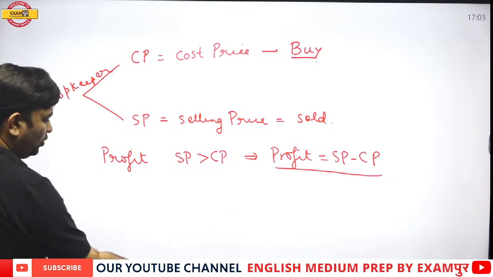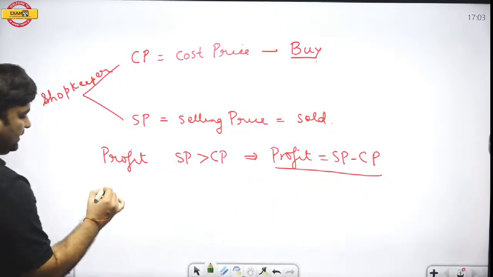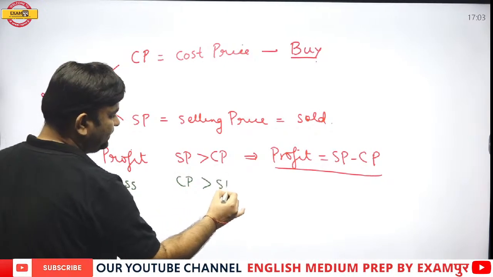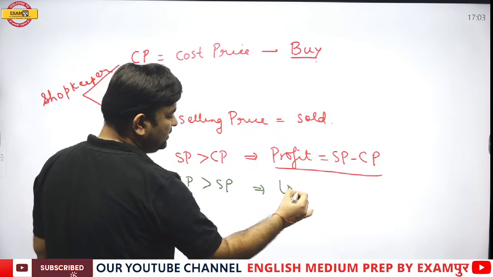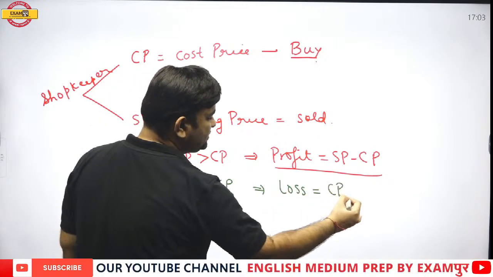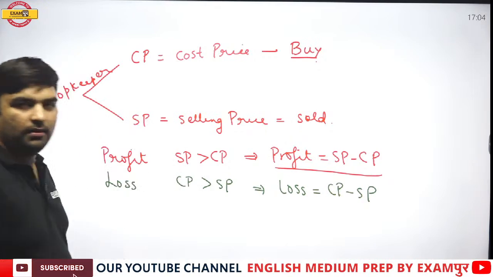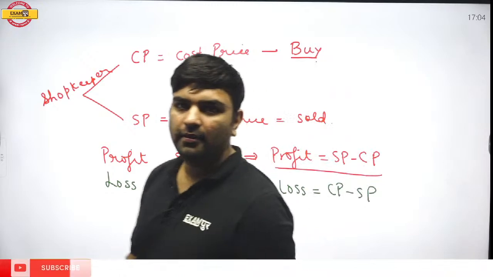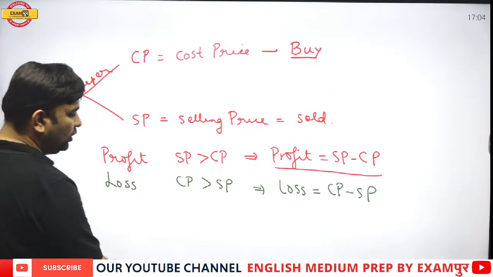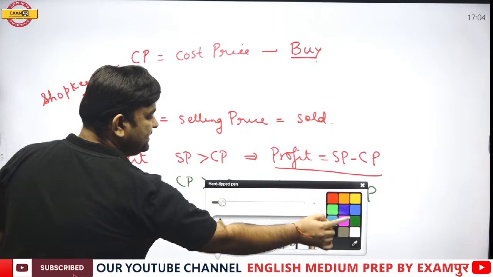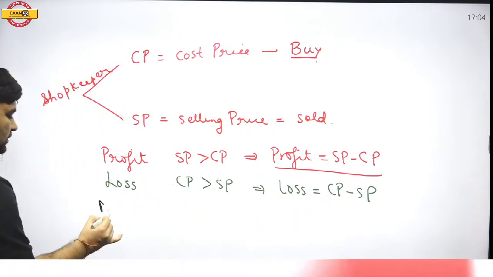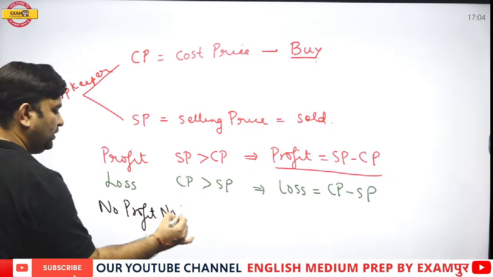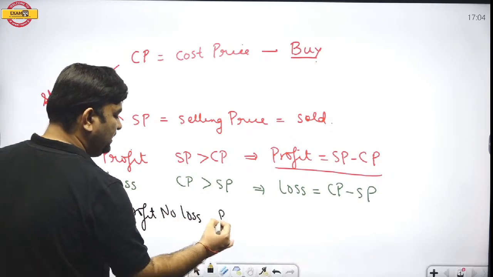Then what is the case for loss? The case for loss is when CP is greater than SP. And the value of loss is the difference of CP and SP. Then the third case is no profit, no loss. In this case, SP is equal to CP.